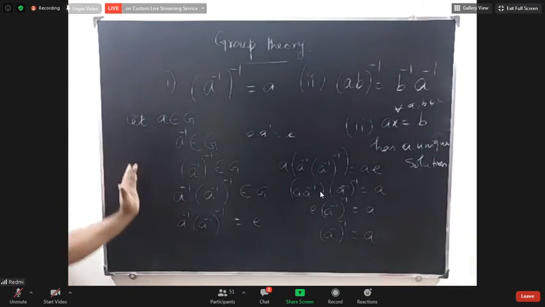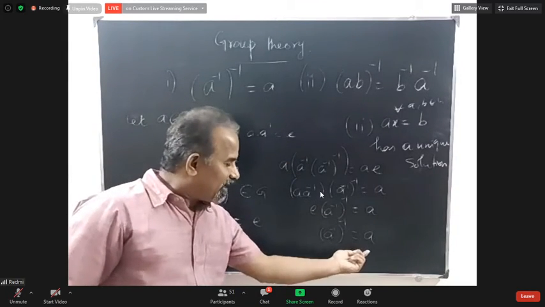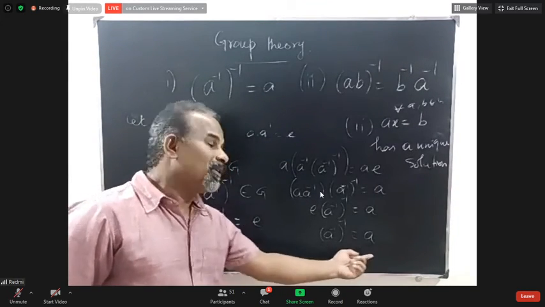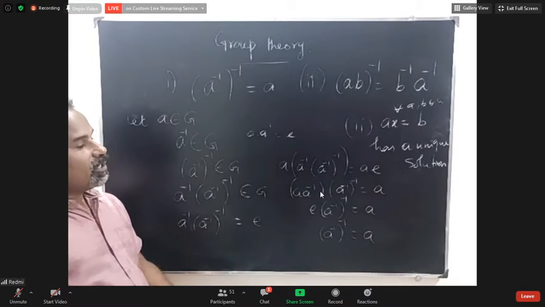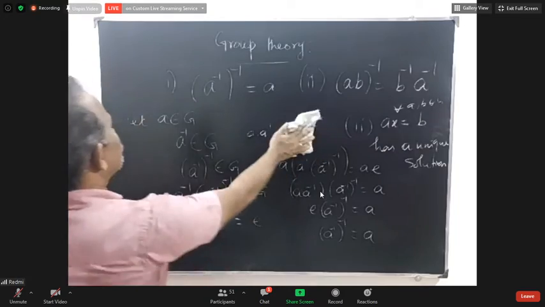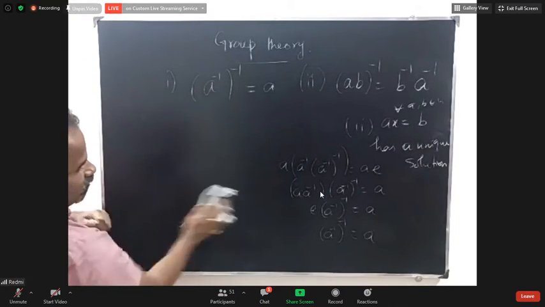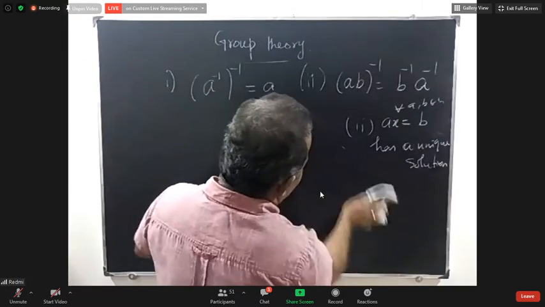You have to write all those steps, then only you will get A inverse of inverse is equal to A. So each and every step has a meaning. So this is a most important property, that A inverse of inverse is equal to A.